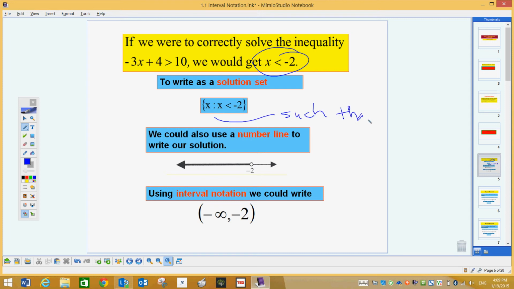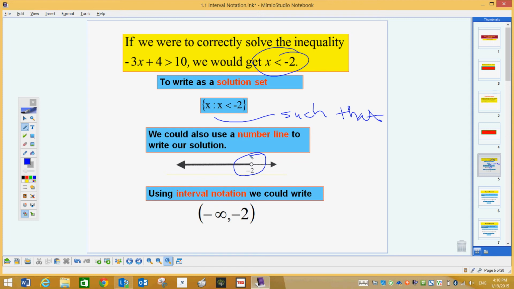Now, it is just as easy to say x is less than negative 2, but sometimes mathematicians want to be very exact and they like to write things as a solution set. We could also write this answer or interval using a number line, and our number line would look something like this, with an open circle at negative 2 and shading everything to the left of negative 2, indicating all values of x less than negative 2.